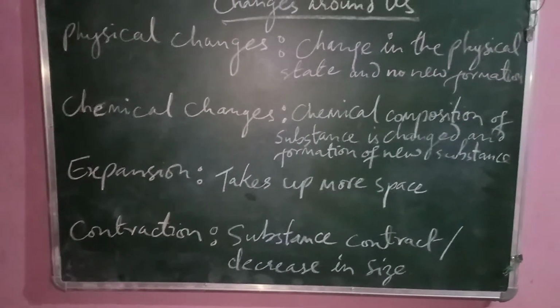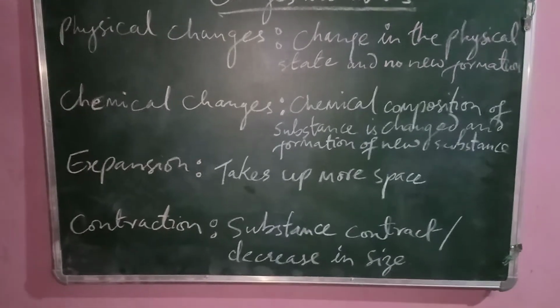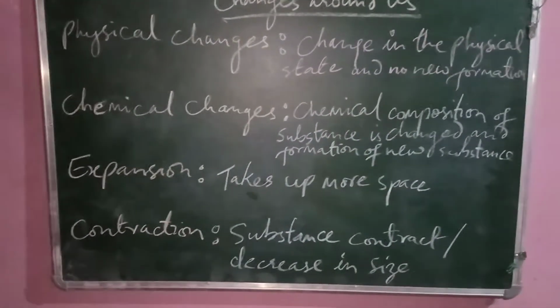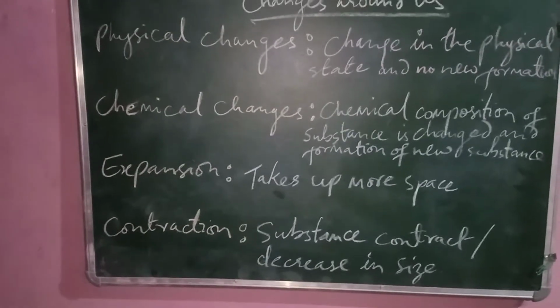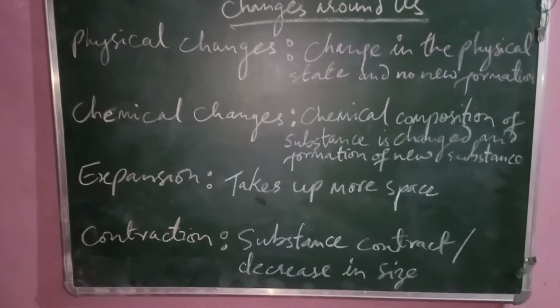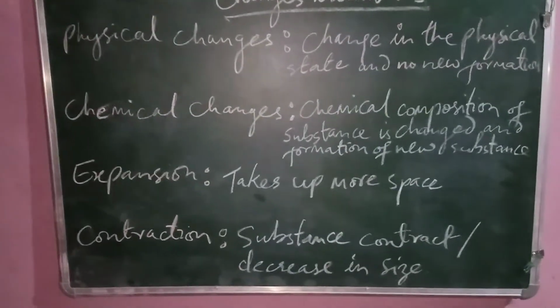And when the substance is cooled, the movement of its particles slows down. Thus, each particle takes up less space because of their decreased movement. So the substance contracts. This decrease in the size of matter on cooling is called contraction.